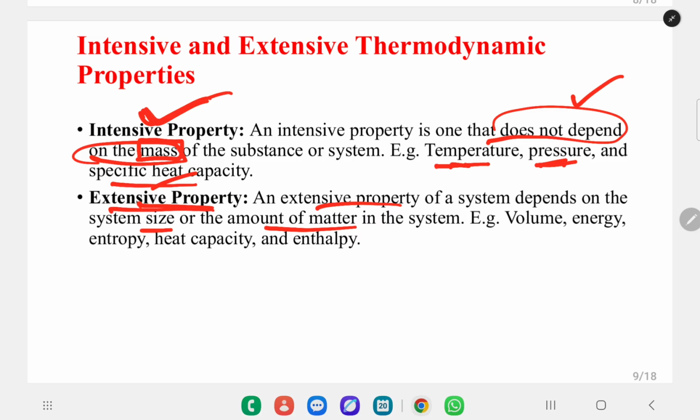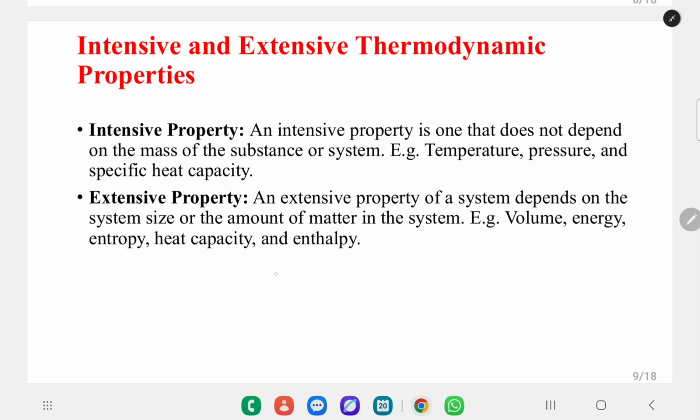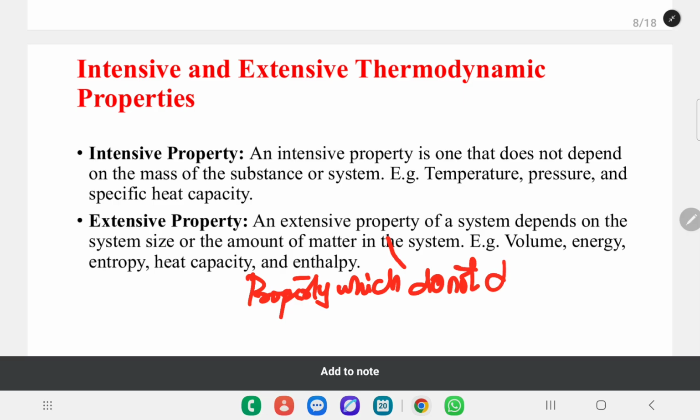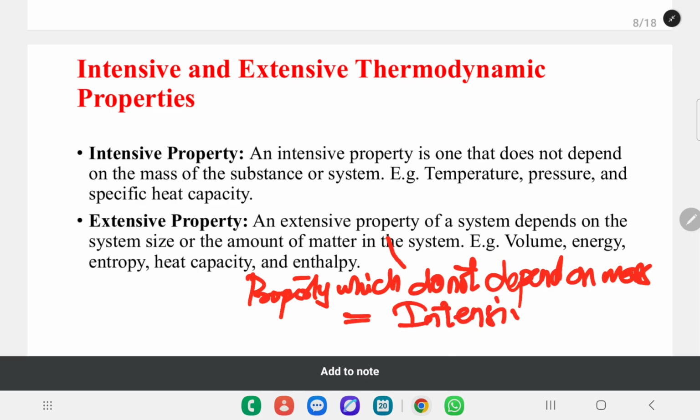Now extensive properties depend on the mass. Examples: volume, energy, entropy, heat capacity and enthalpy. These are the properties that depend on the mass, so they are called extensive properties. I hope you understood. Properties which do not depend on mass are intensive properties, and those which depend on mass are called extensive properties, right?